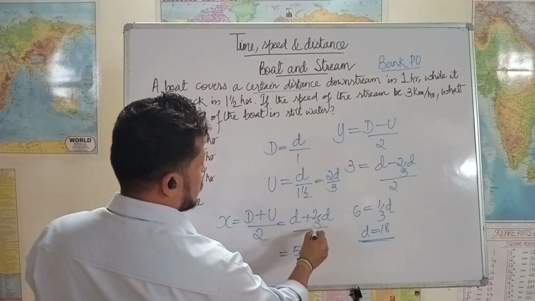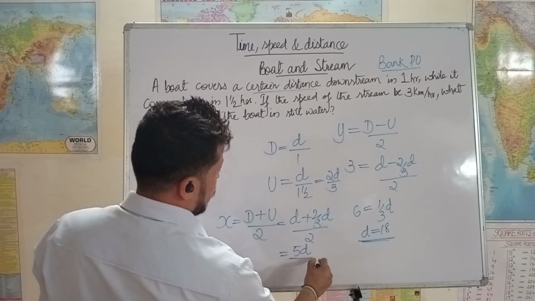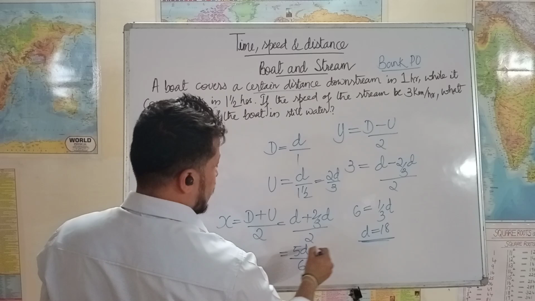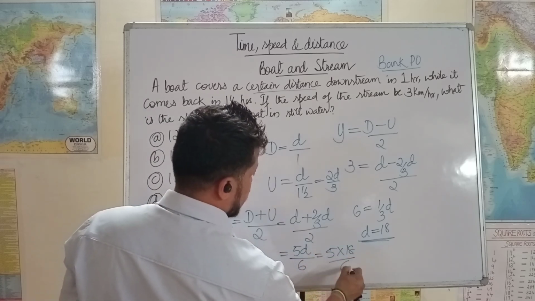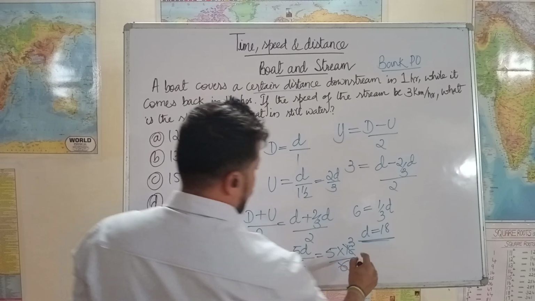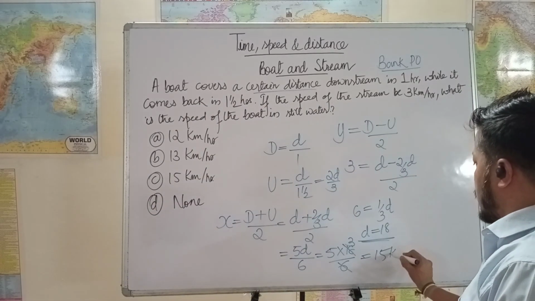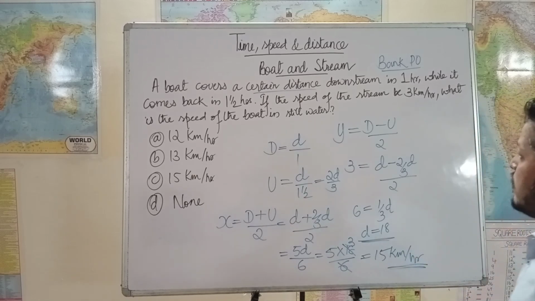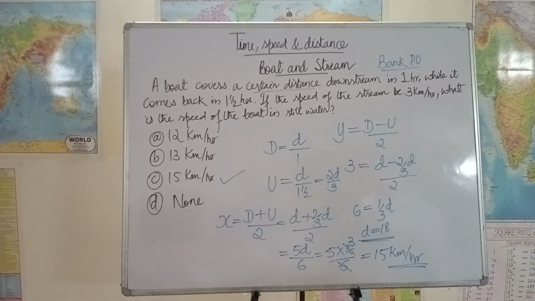5D divided by 3, and that 3 gets multiplied here, so 6. Let's substitute the value of D, 18, here. It is equal to 5 into 18 by 6. 6 threes are 18, so 5 into 3 is 15, which is 15 kilometers per hour, the speed of the boat in still water. Option C is correct.